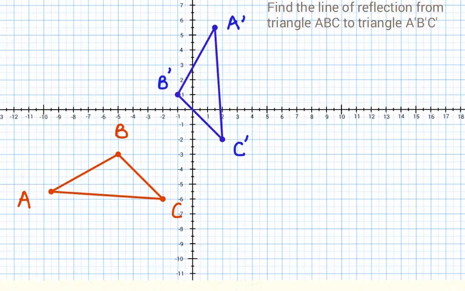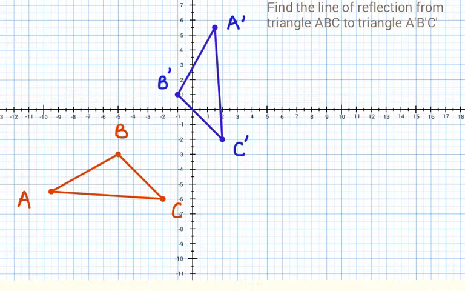Alright, today we're going to be talking about determining the line of reflection through an example problem. The example we're going to be looking at today is to find the line of reflection from triangle ABC to triangle A', B', C'. The first thing we want to do is go ahead and label our points.